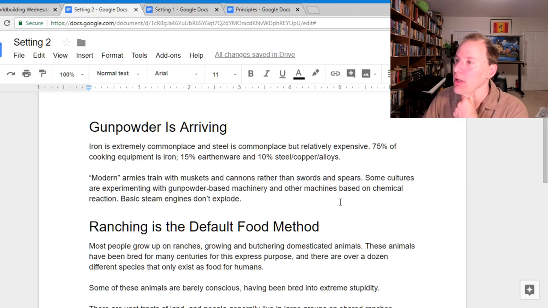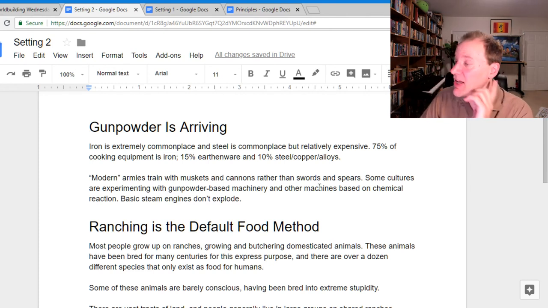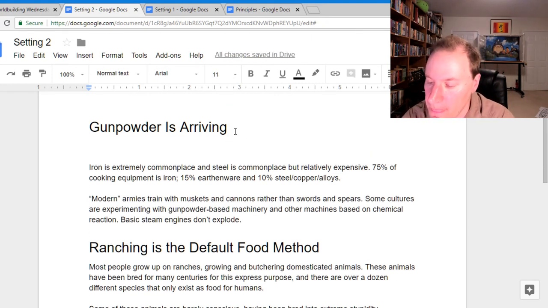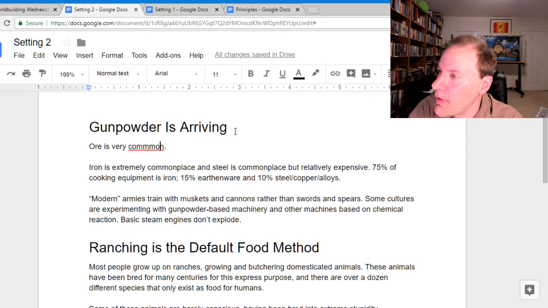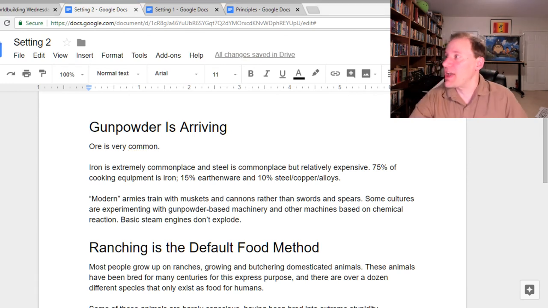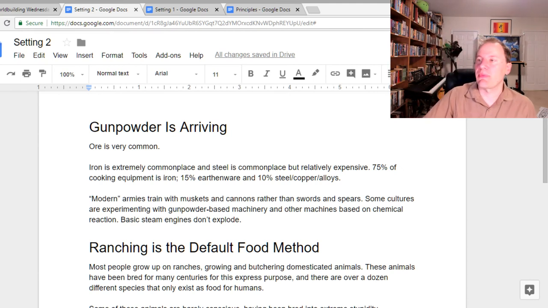Setting two is an era where there's a lot of metal use. Iron is extremely commonplace. In fact, let's go further and say ore is very common. So we'll say, okay, so this is a place where metal is relatively cheap. It's quick, it's easy to find. You know, you basically dig down anywhere and you'll start to find some of these ores, and so you can start kind of refining and building metal very quickly.